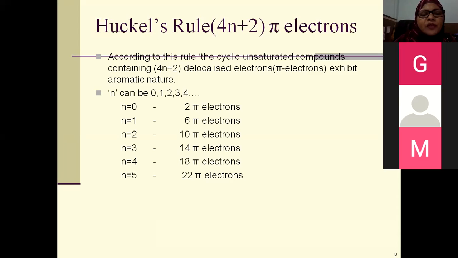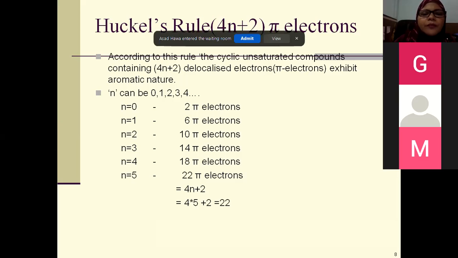So these are the magic numbers: 2, 6, 10, 14, 18, 22. If the compound shows these magic numbers, then that compound can show the aromatic nature. Okay, if you put 5, so 4 times 5 is 20, plus 2 is 22. For example, I have shown.